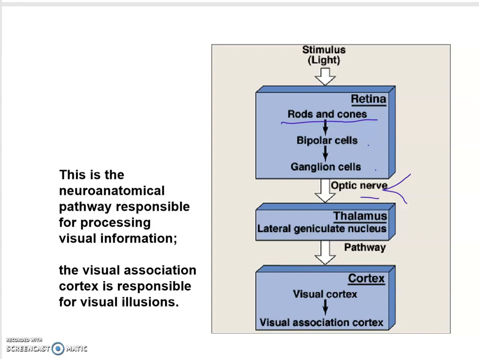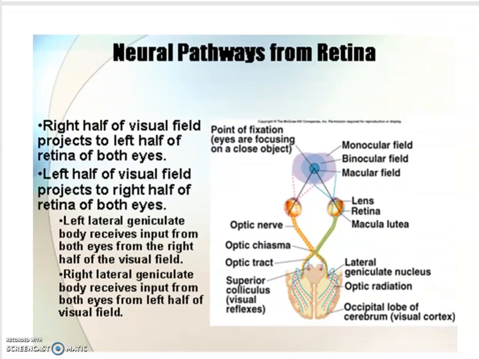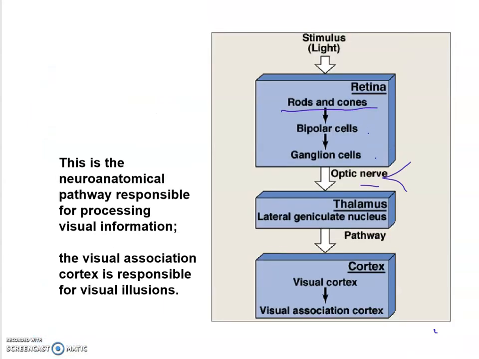Eventually, everything is being put together and sent to the visual cortex and the visual association cortex, where we then process the signal. So you're going to have to put this slide together with the next one, which shows the parts of the pathway that are not seen here.